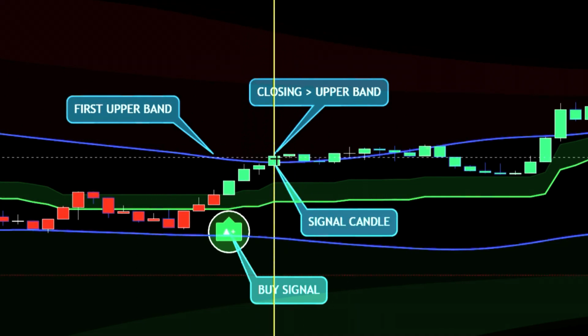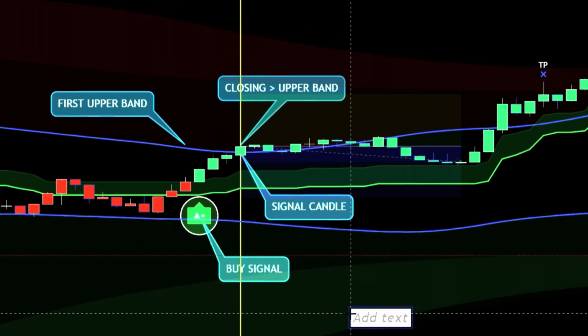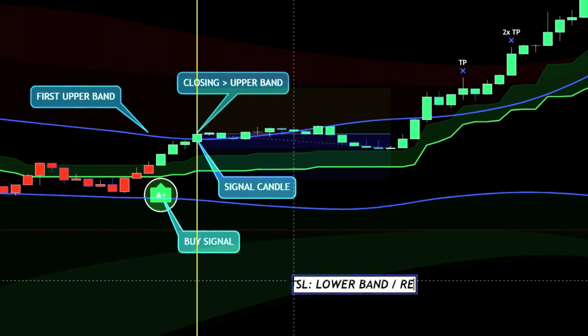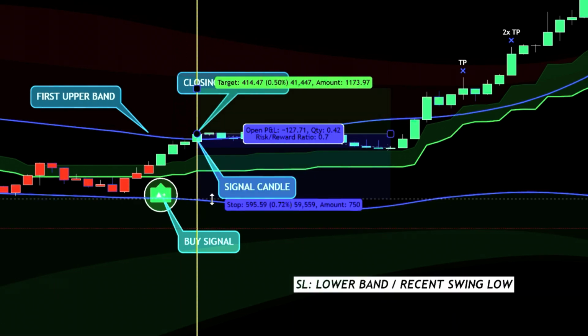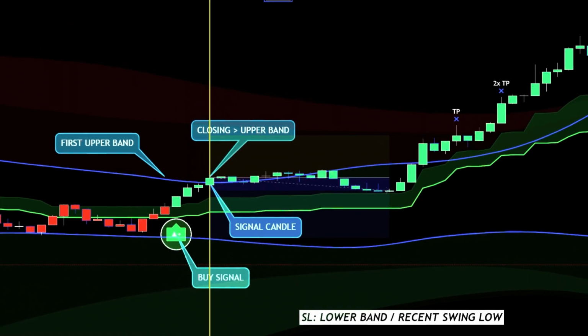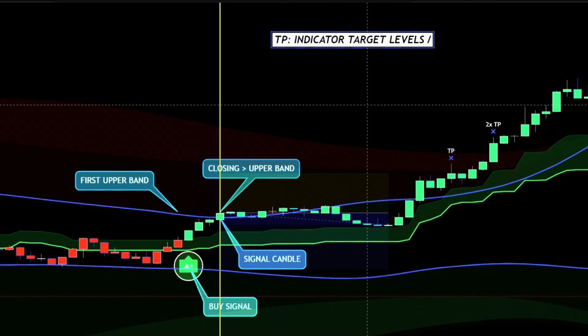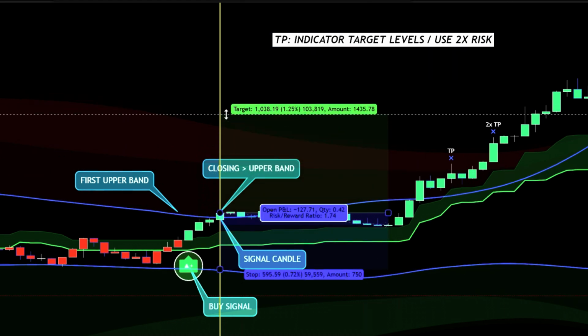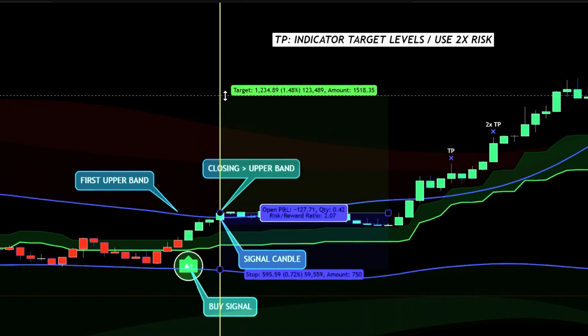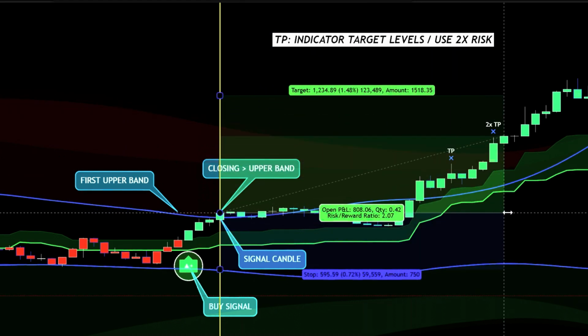Where do you set your stop loss to stay safe? You've got choices. The level the indicator gives you, the most recent swing low, or even that lower volatility band. Pick what looks solid for you. Now for the target, where you're cashing out, the indicator might show a take profit level. Or you can try this. Set it twice the distance of your risk. So if your stop loss is $10 away, go for a $20 profit. It's a straightforward way to keep things balanced.